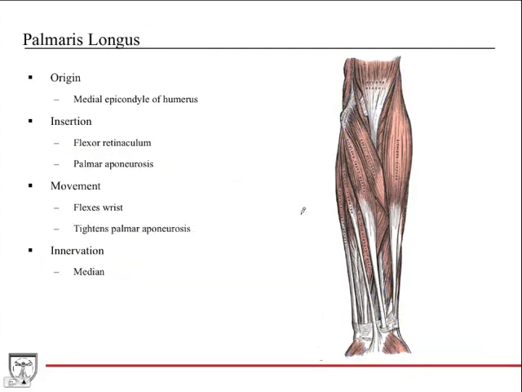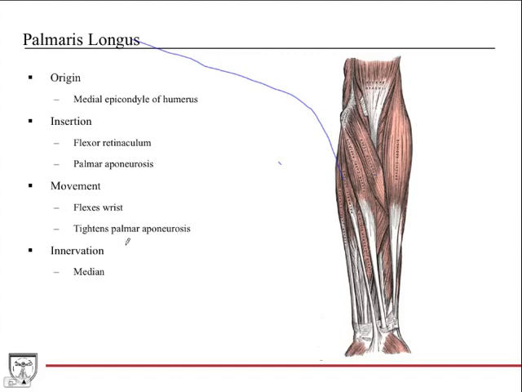Next, we have the Palmaris Longus, which is this muscle right here. So Pronator Teres, Flexor Carpi Radialis, and then Palmaris Longus. This is a muscle not everyone has. You can kind of see on yourself if you extend your wrist out in front of you, and then you curl your fingers in and make a fist real tight.